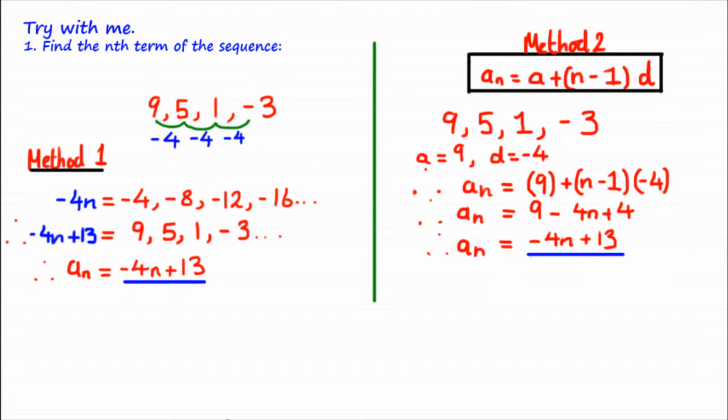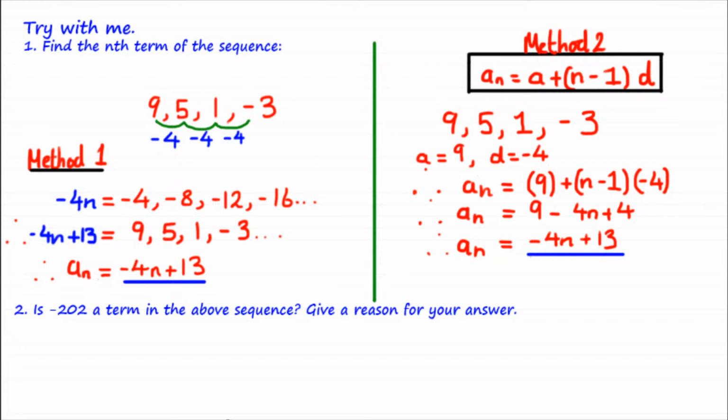Okay, so here's the next question I have for you guys, and it's probably one of the last because I don't think we're going to have time to go through quadratic. I don't want to go way over time. Okay, so is negative 202 a term in the above sequence? Give a reason for your answer. So Lionel likes method 2. So is minus 202 a term in the above sequence? Give a reason for your answer.